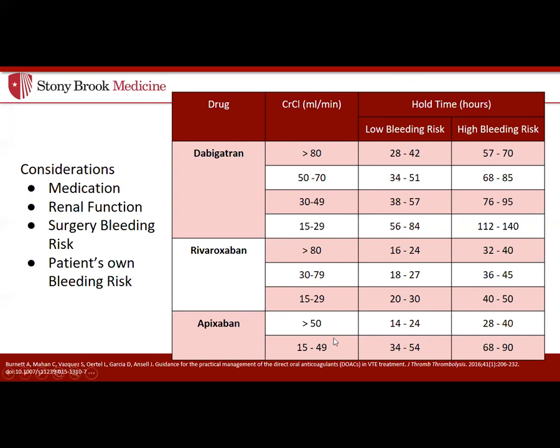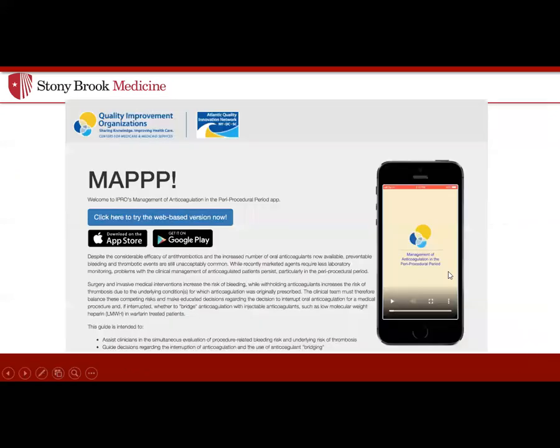Now, obviously, we're not going to memorize a chart like this, so we actually have an app out there by iPro. It's called the Management of Anticoagulation in the Peri-Procedural Period, and it's a free app anyone can have. You can go onto it and put in all of the patient-specific factors: what medication the patient was on, what dose they were on, their renal function, what procedure they're coming in for, and it will give you a recommendation on how long before the procedure the patient should stop the medication. So this is a very handy app that I think is pretty useful to have on your phone.